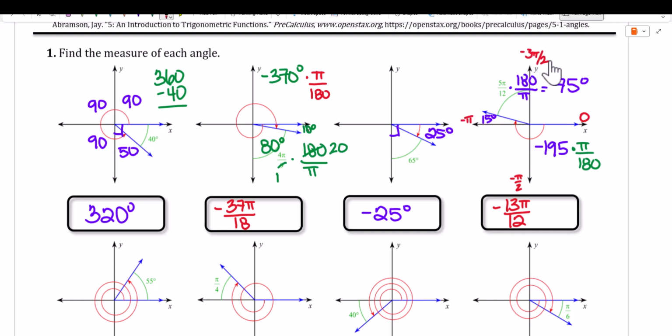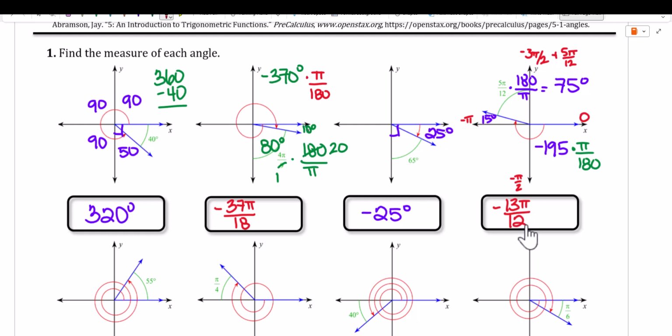Well, if you travel right here and get negative 3 pi halves, or negative 270 degrees, you can just backtrack 5 pi over 12. So here, you could say negative 3 pi halves plus 5 pi over 12, right? You're backtracking 5 pi over 12. That means because I have a negative distance and I'm backing up now. And then when you add these, you will get negative 13 pi over 12.